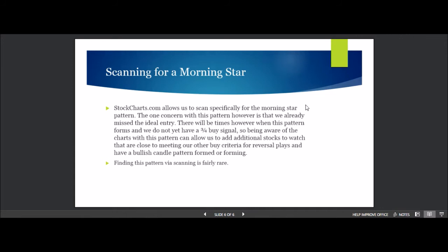entry. There will be times, however, when this pattern forms and we do not yet have a 3 or 4 buy signal. So being aware of the charts with this pattern can allow us to add additional stocks to watch that are close to meeting our other buy criteria for reversal plays and have a bullish candle pattern formed or forming. Finding this pattern via scanning is fairly rare, however.